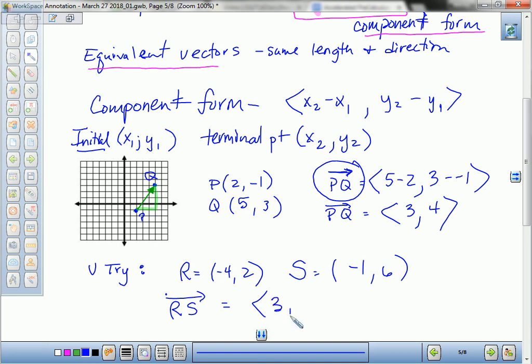Alright, so this is 3, 4. Oh, this is 3, 4. So what do we know about PQ and RS? They're close. They're equivalent. Did you do that on purpose? Equivalent, yes I did. They're equivalent vectors.